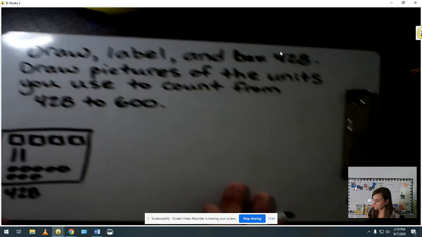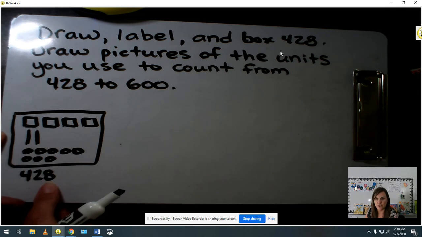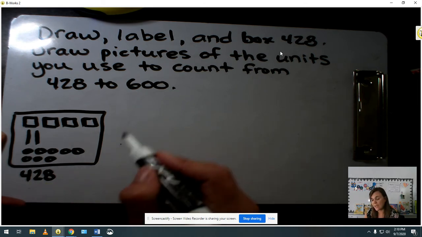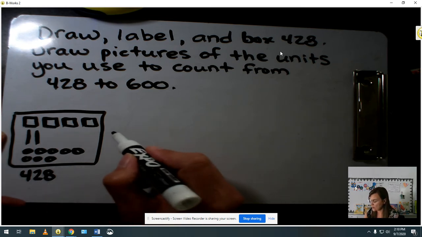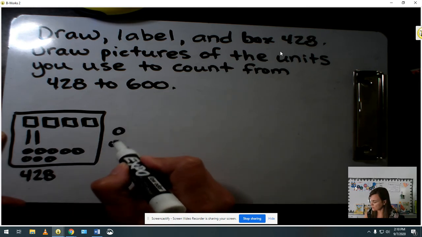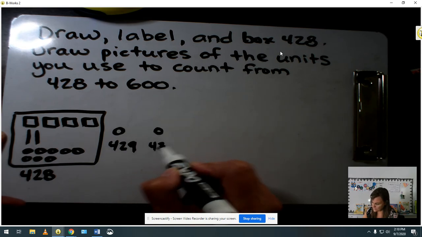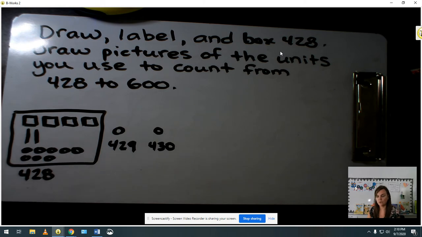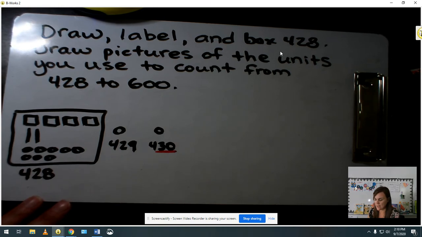So when I do that, I'm going to notice my ones place, I want to get it to the next unit. If I'm counting by ones, my next unit is tens. So I want to get to the tens place to be counting only by tens. So to do that, I need to add one more one. So if I add one more one, that would make it 429. If I add another one, that makes it 430. This is where we say new unit. I am now able to count by tens. I don't have any ones left, so I can count by tens.